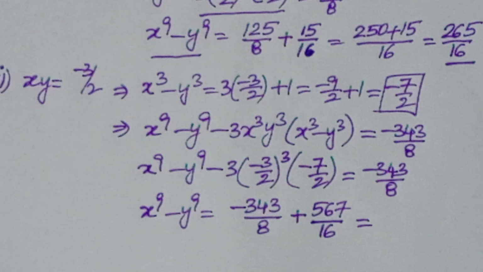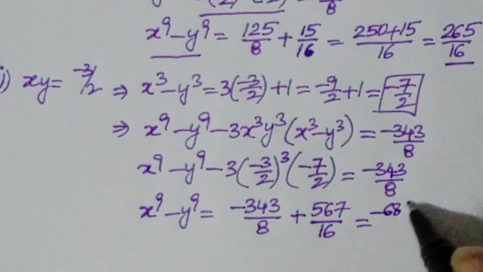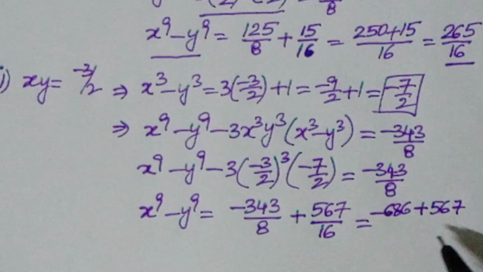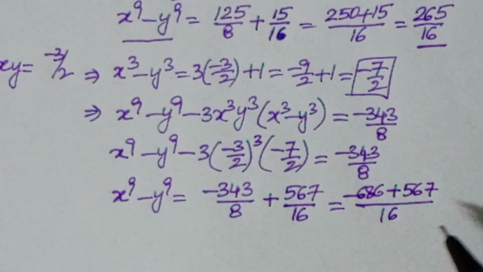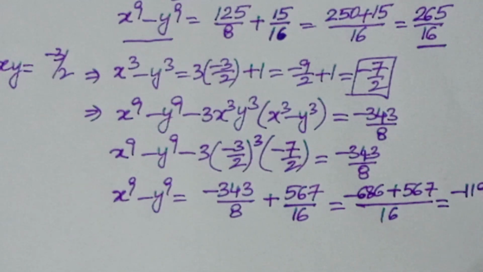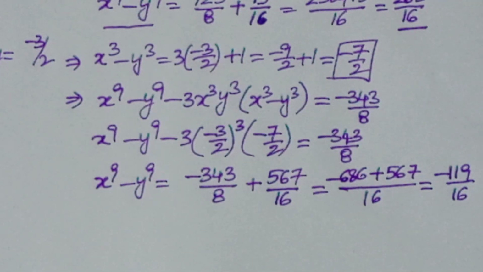If you take LCM, you will get minus 686 plus 567 by 16. So the value is minus 119 by 16 now.